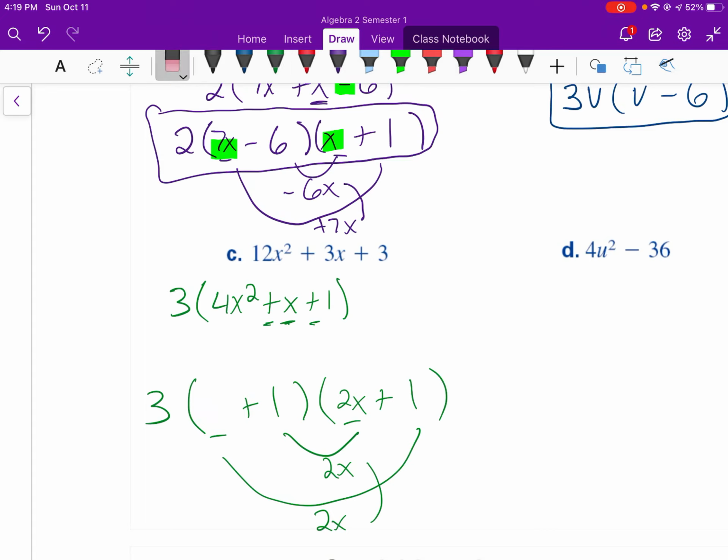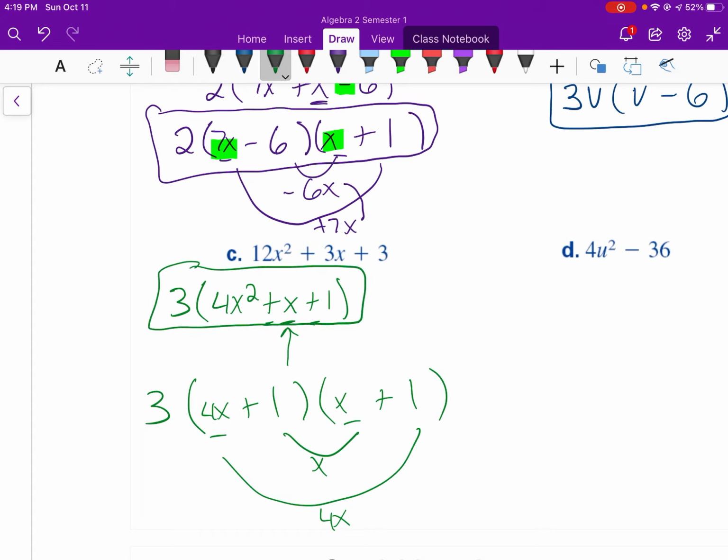So the other option we had was to do 4x and x. Now that's going to give us x and 4x. And again, combining those two things, that's 5x, which does not give us that x that we need. So if that's the case, we've run out of options. It does not factor further beyond that 3 times 4x squared plus x plus 1.